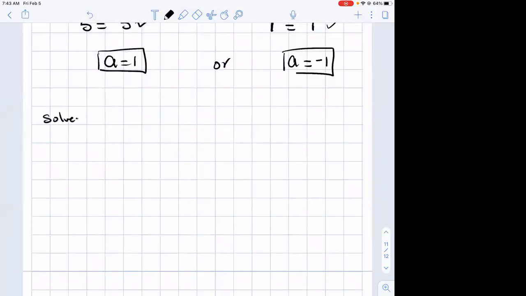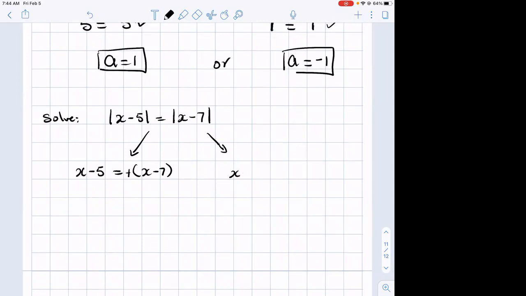Solve the absolute value of x minus 5 is equal to the absolute value of x minus 7. So, as we said, since the absolute value is isolated, we get two problems. First, we have x minus 5 is equal to the positive part. And then we have x minus 5 is equal to the negative part.